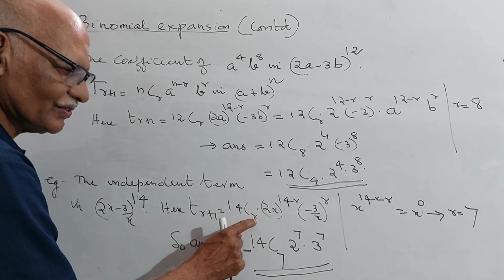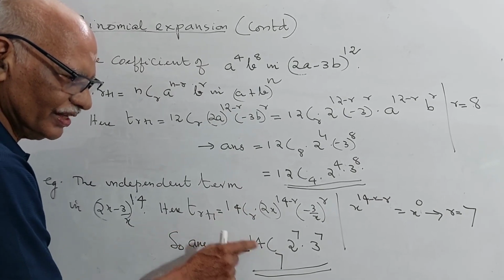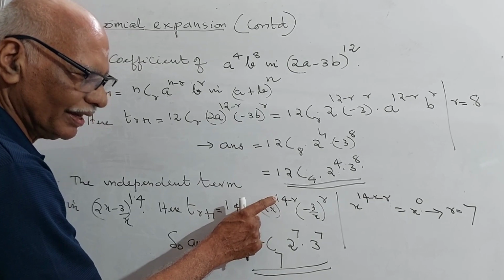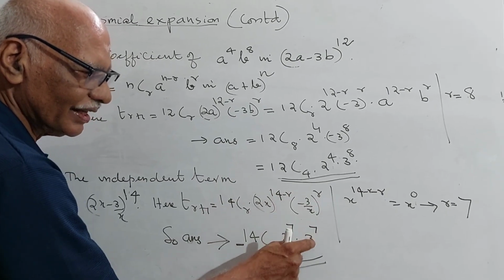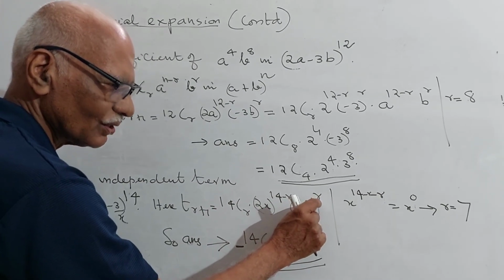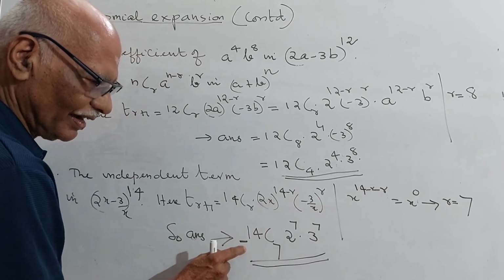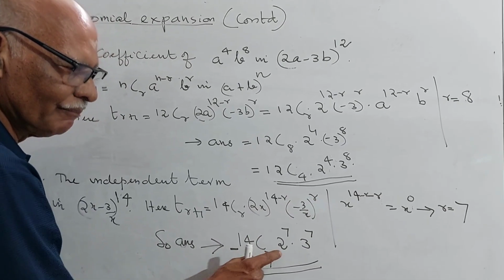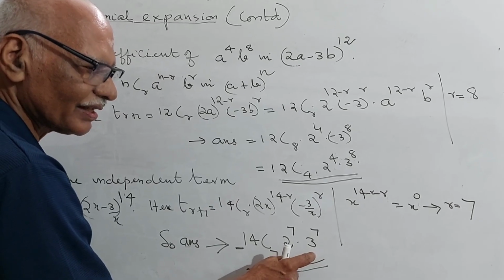When you put r equals 7, the answer comes 14C7, 2 raised to 14 minus 7 into (minus 3) raised to 7. (Minus 3) the whole raised to 7 is minus. So finally it is minus 14C7, 2 raised to 7, 3 raised to 7.